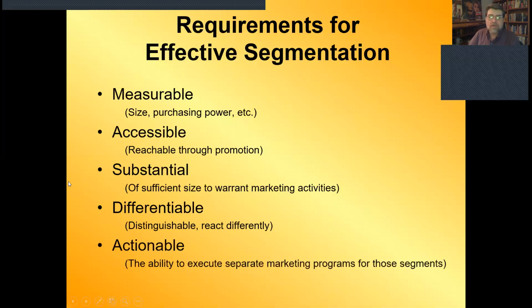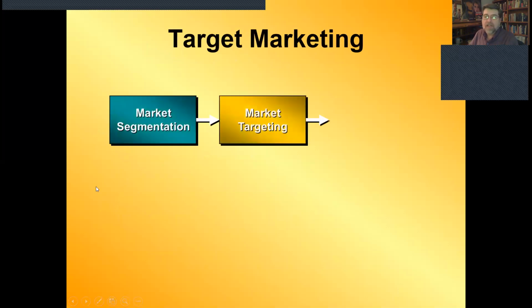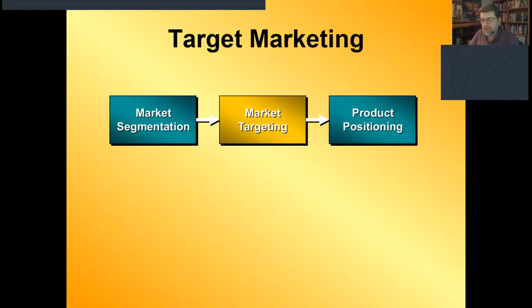And is it actionable? Do you have the ability to execute separate marketing programs for those segments? You may look at the market and come up with five or six, maybe even seven different market segments. Do you have the ability to go after all of them? Which ones do you have the ability to go after? And that's when you have to look at them and say, okay, we're going to focus on this group, and we're not going to spend any time focusing on another group. And this is what we get into: targeting. This is the second stage of our three-part process.